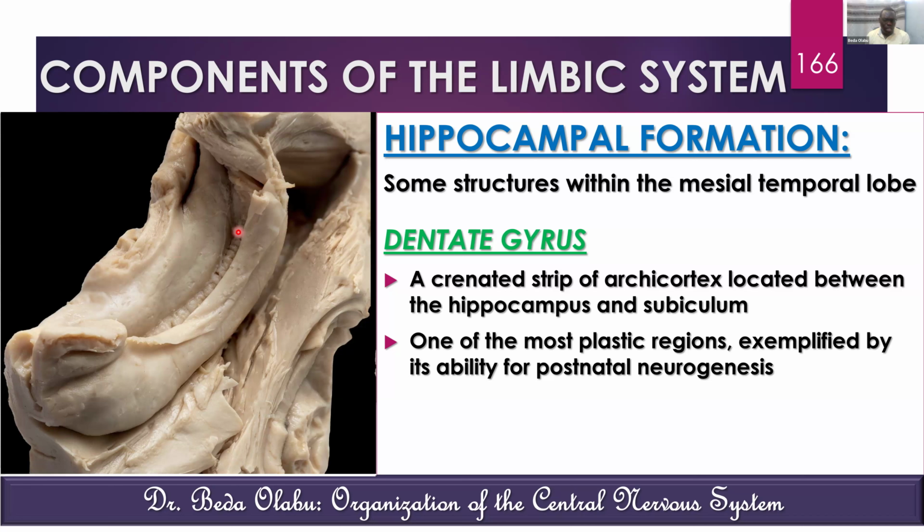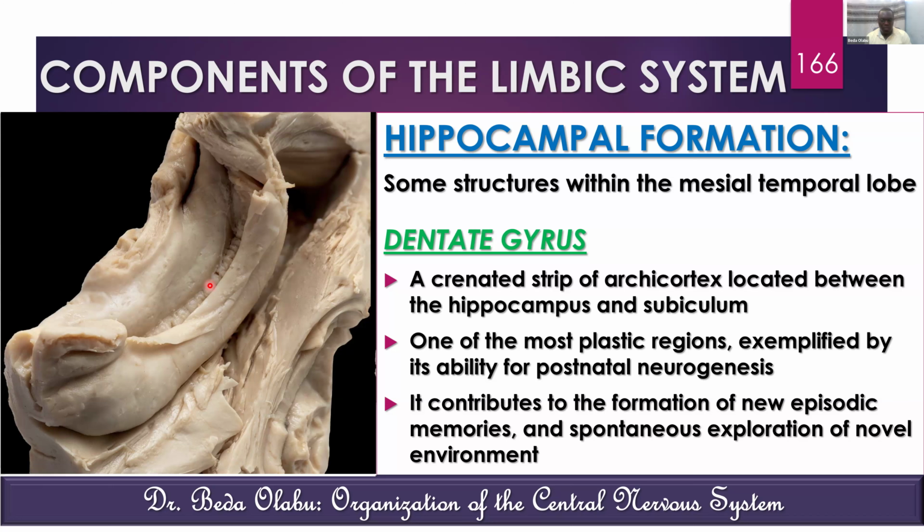What we know about the dentate gyrus, one of the things we know is that it's one of the most plastic regions in the brain, exemplified by its ability for postnatal neurogenesis. This is a very rare thing in the brain for neurons to generate after birth. However, the neurons of the dentate gyrus are known for capacity for postnatal neurogenesis. Perhaps that is linked with its key functions. It is important in contributing to the formation of new episodic memories. So these are new memories which are different from former ones. And perhaps you need new neurons to come up to form the new memories. Maybe it's a theory.